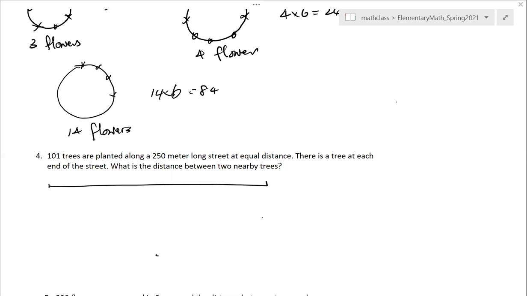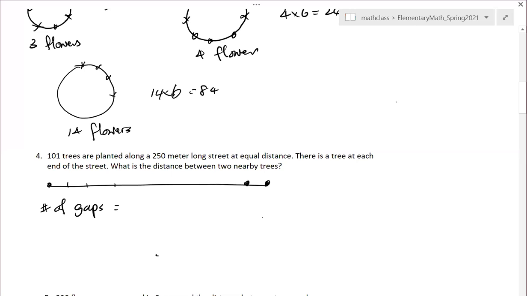Well, you see, this is how many gaps? So the number of the gaps is going to be... how do you solve it? You look at this: because you have 101 trees, and you can always count the one on the left, so there will be only 100 gaps there.